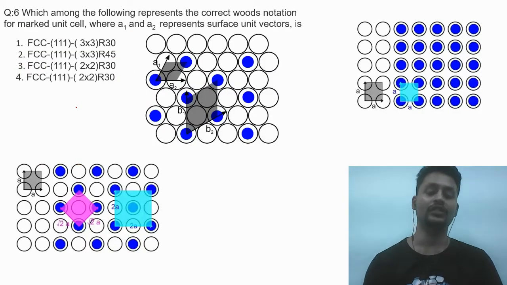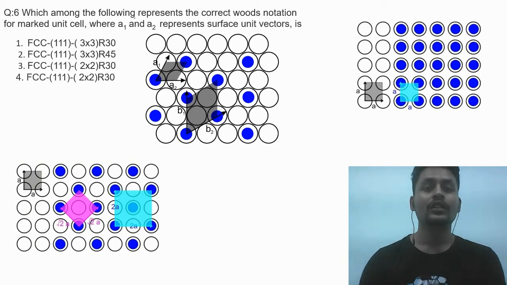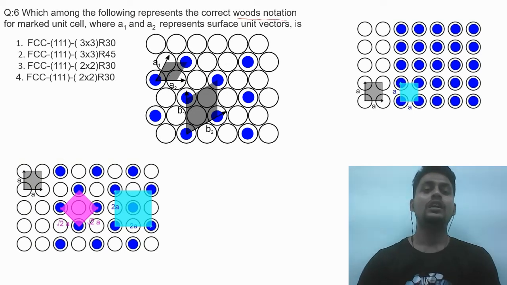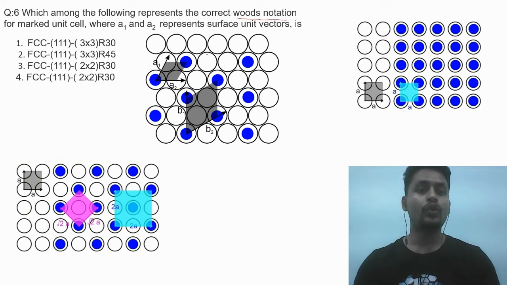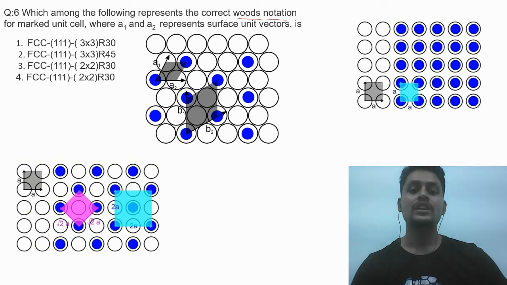So let's come to question number six. This is a very good question. What it is saying is Wood's notation. Let me first tell you, by applying Wood's notation one can describe a unit cell in the add layer, right? This is the add layer they have given, and they asked for the notation for this unit cell B1 B2, covered by the shade.